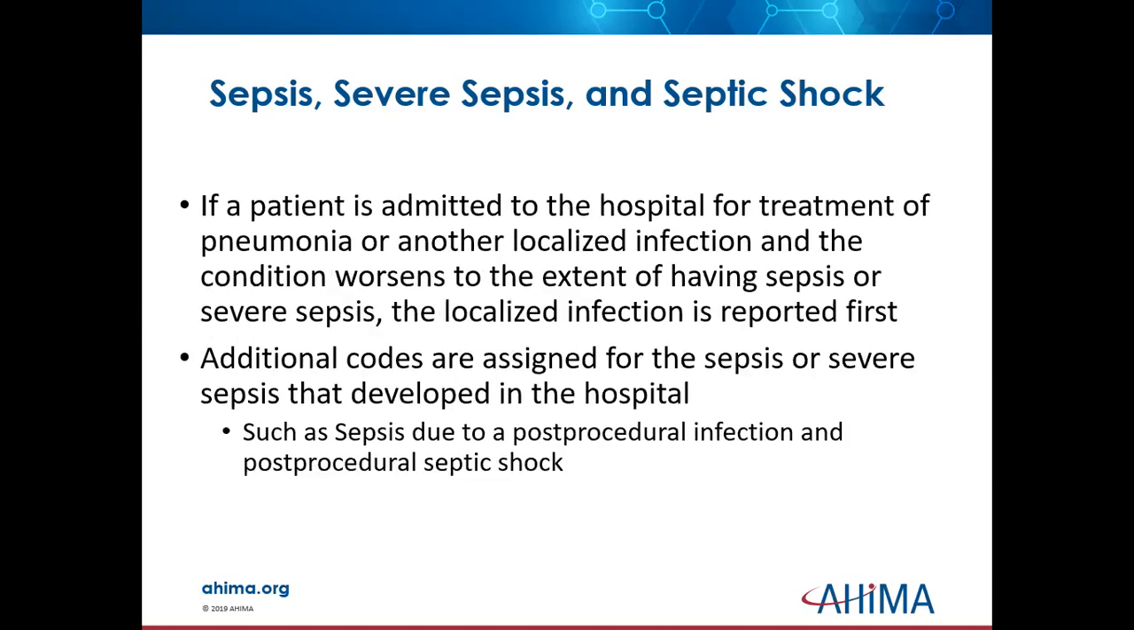If a patient's admitted to the hospital for treatment of pneumonia or another localized infection, and the patient's condition worsens to the point where they have sepsis or severe sepsis, again, the R65.2 code will never come first. It has to be the localized infection. Note that in terms of OB and post-procedural infections, post-procedural sepsis, those are other codes.